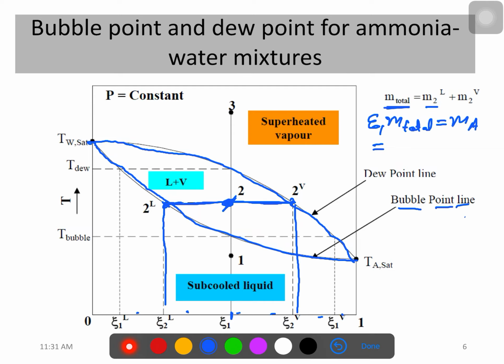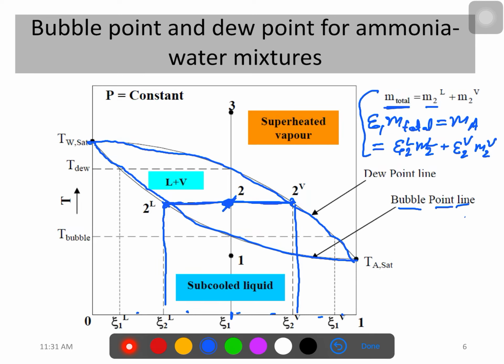So again I can represent this ammonia, because ammonia is present here at this state in a liquid form as well as in vapor form. So that I can convert like concentration at 2 for the liquid, m2l, plus concentration at the 2 point in the form of vapor into m2 vapor. So this is how we can find out these two relations.